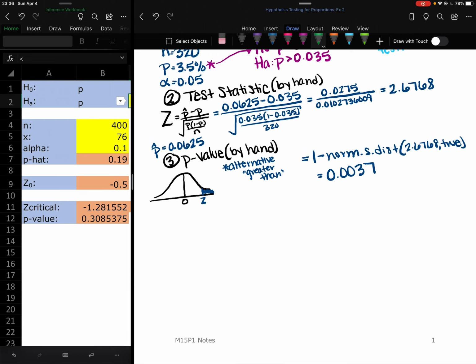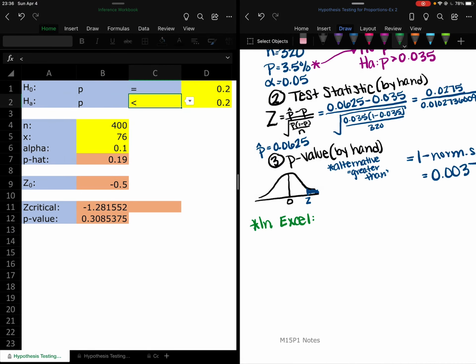If we want to do this in Excel, I'm going to do this in green. I'm going to slide this over so we can see more of the Excel screen. Not a whole lot that we got to do.